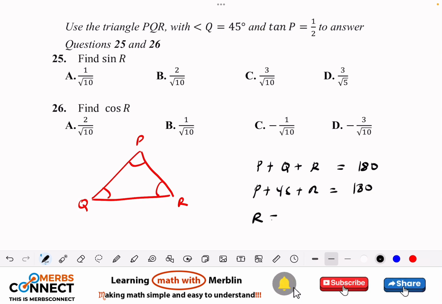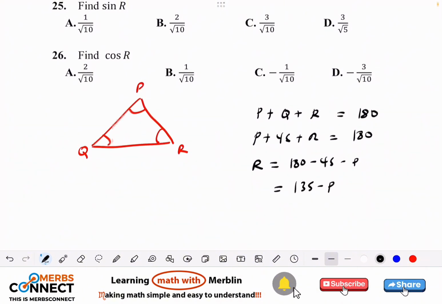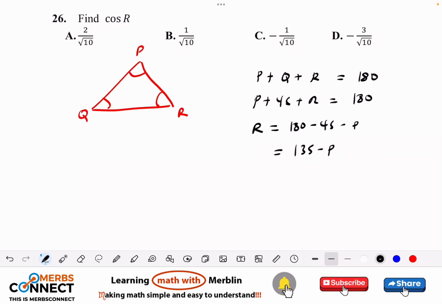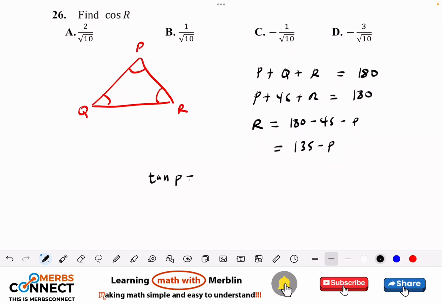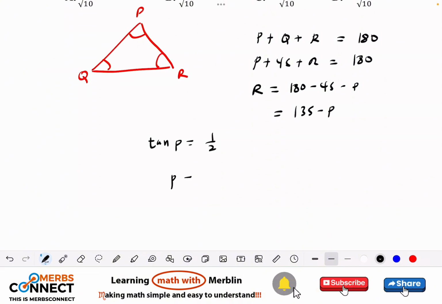Now what is R? Because we are interested in R, right? So what will be R? 180 minus 45 minus P. So this is going to be equal to, let me see, when I subtract 45 from 180, I'm going to get 135 minus P. Now I need to find P, but I know that tan P is equal to 1 over half. So what is P? P is equal to tan inverse of 1 over 2.